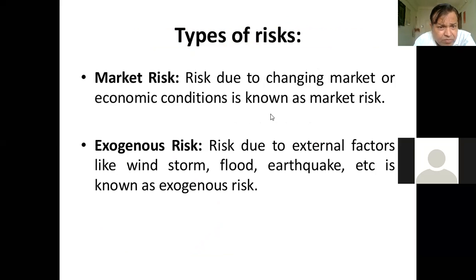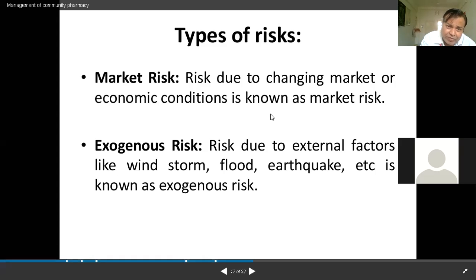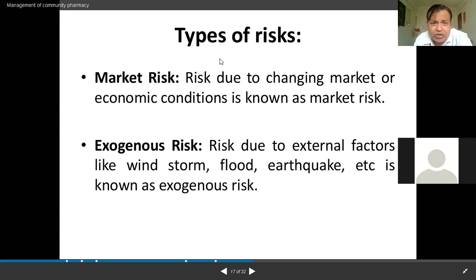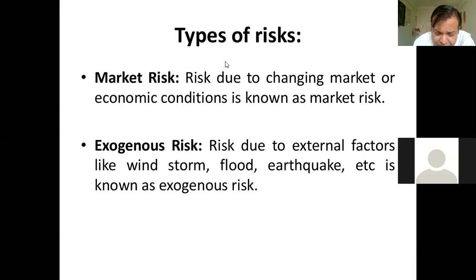Type of risk: some market risk is there. Risk due to the changing of market or economic condition is known as market risk. Exogenous risk: risk due to external factors like wind, storm, flood, earthquake, etc. is known as exogenous risk. In the current pandemic situation, pharmacy is doing well, but other business is not doing well. That is also a risk because of the pandemic situation of COVID-19. So this also comes under the type of risk.